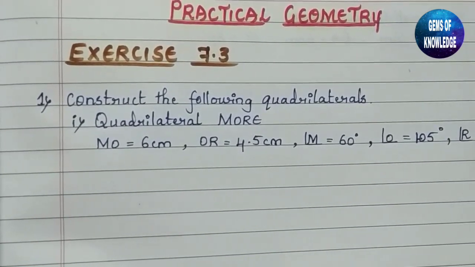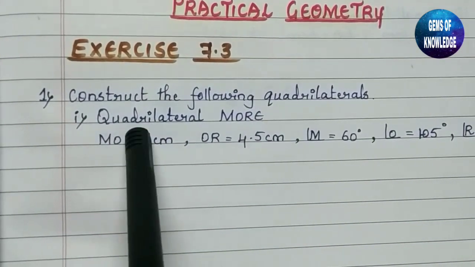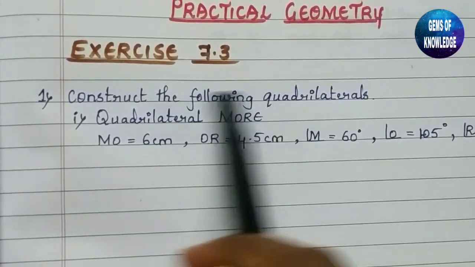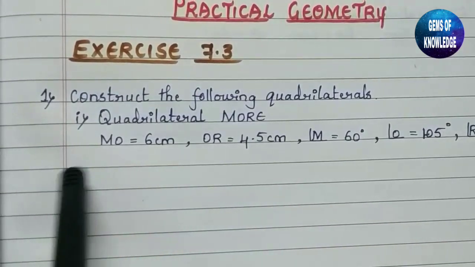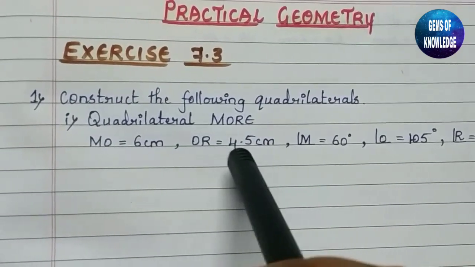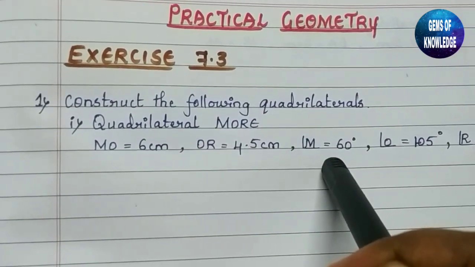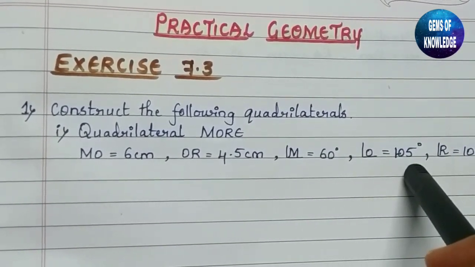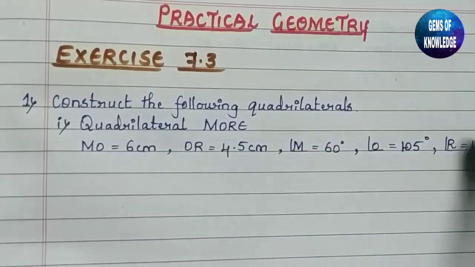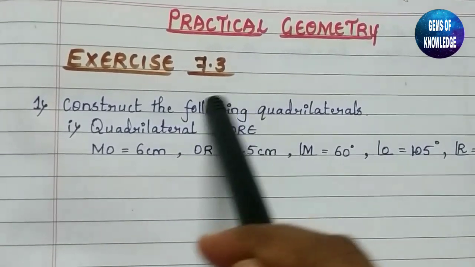So the first question here is, construct the following quadrilaterals. The first one is given as the quadrilateral MORE. So this quadrilateral MORE we need to construct here. The details which are given here are MO is equal to 6 cm, OR is equal to 4.5 cm, angle M is equal to 60 degrees, angle O is equal to 105 degrees, and angle R is 105 degrees. So using all these things, we need to construct a quadrilateral, that is MORE.